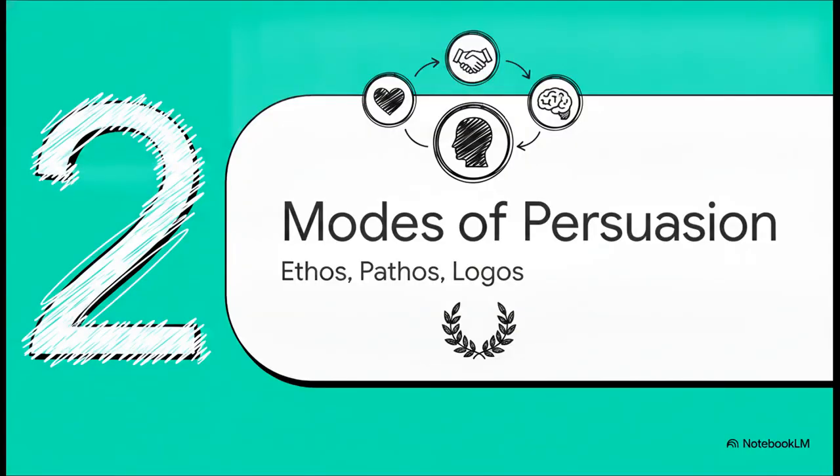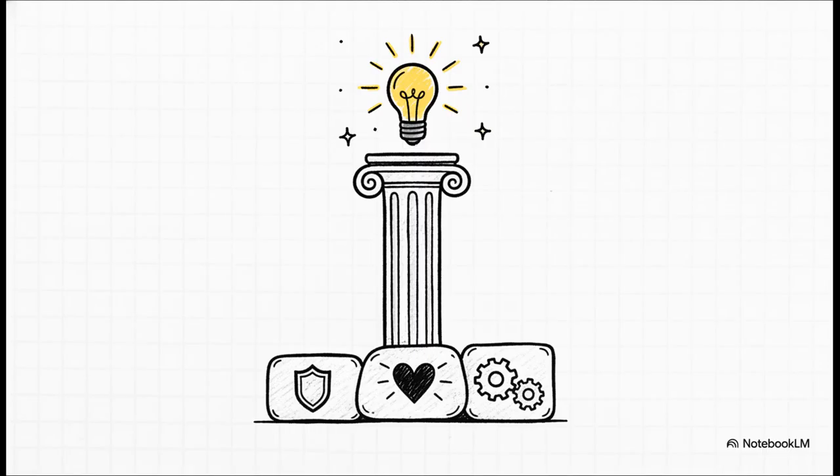Moving right along to Section 2. The 3 modes of persuasion. According to Aristotle, the spoken word gives us 3 distinct tools, or modes of persuasion. Number 1 is ethos, that's the speaker's personal character. 2 is pathos, tapping into the emotional state of the audience. And 3 is logos, the actual apparent proof provided by the words and logic of the speech itself. Every single persuasive message you will ever hear relies on some combination of these 3 pillars.